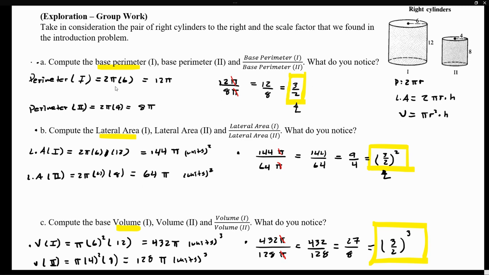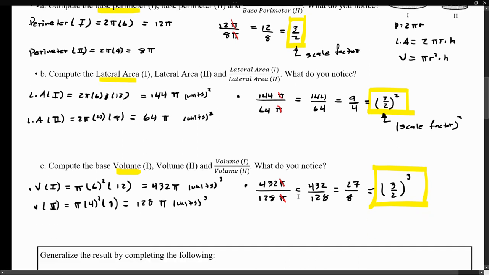So when we divide the perimeters, we're going to get the scale factor. If we divide the perimeter of one similar polygon by the perimeter of the second similar polygon, we're always going to get the scale factor. And if we divide the lateral areas, we're always going to get the scale factor to the second. And if we divide the volumes, we're always going to get the scale factor to the third.